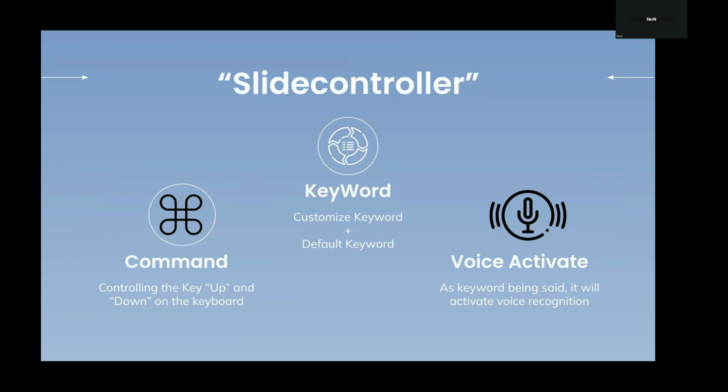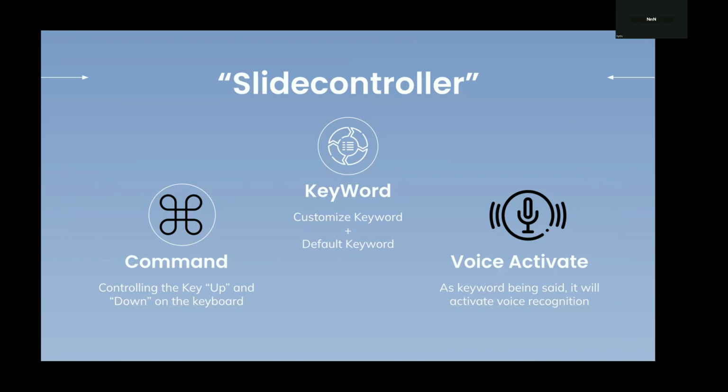Second is the keyword, which is the most important thing. The user could either choose to customize their own keyword, or they could use the default keyword, which is like next and previous. What I mean by customized keyword is that the user could enter something like "please go" to activate the command, which is like going back to a slide or going next to a slide.